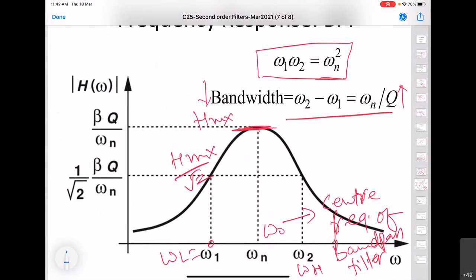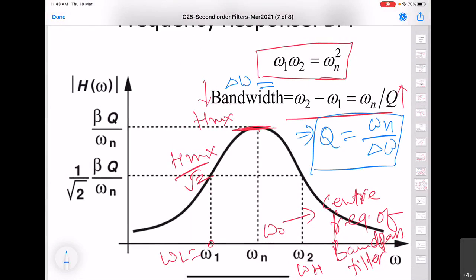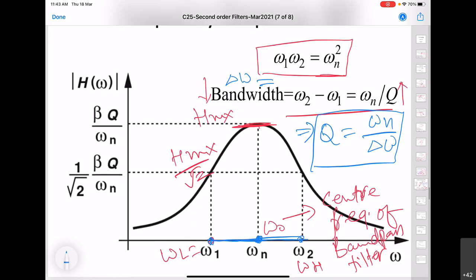And from here, sometimes we experimentally try to determine Q for a given circuit as omega n divided by delta omega, where delta omega is this bandwidth, omega 2 minus omega 1. So you set up the circuit, and from the spectrum analyzer you can do the frequency plot and measure this delta omega. We can find out the center frequency, and from that you can determine Q of the circuit.